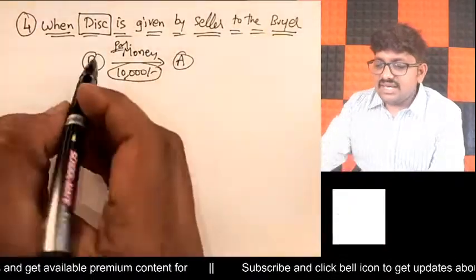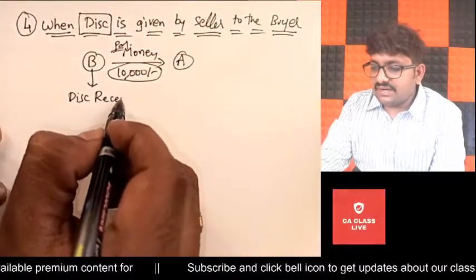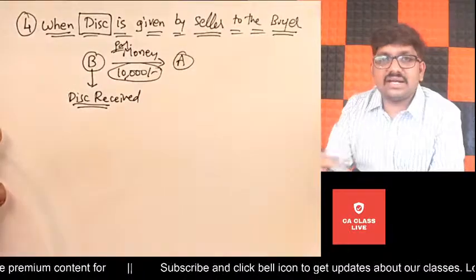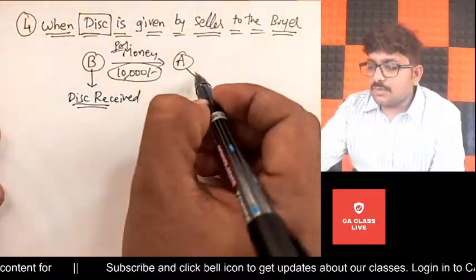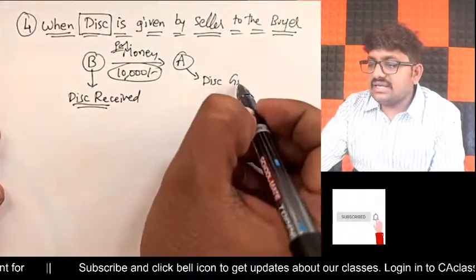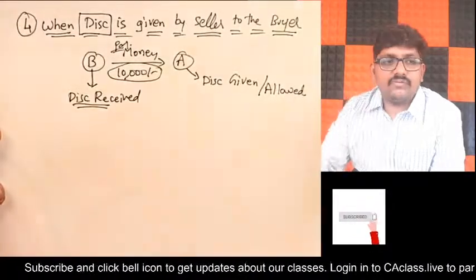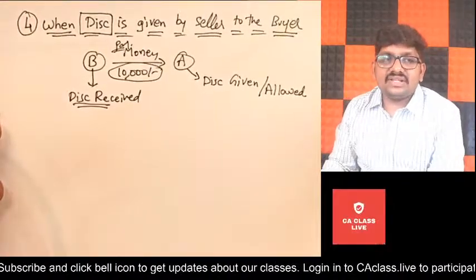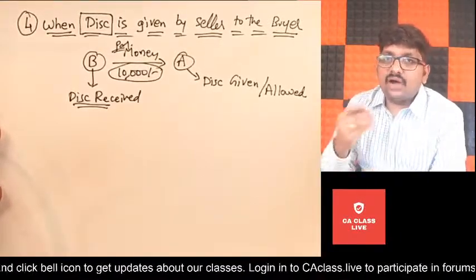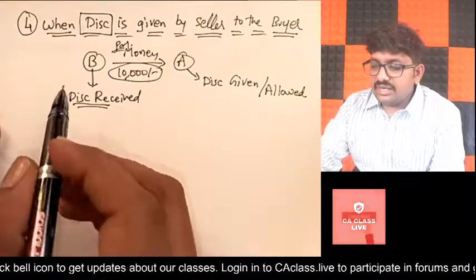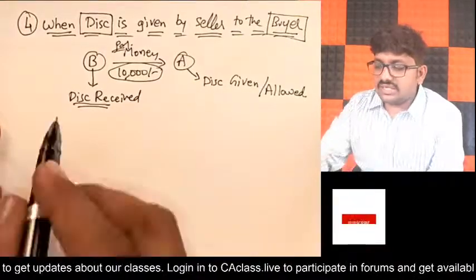Understand? From B's point of view, discount is being received, because you are taking a discount of 500 rupees. But from A's point of view, that discount is given, or some authors write it as discount allowed. So A is allowing the discount and B is receiving it. In this case, how do we deal with that? Very simple. We are discussing in the books of the buyer now. In the books of the seller we'll discuss in a few minutes.